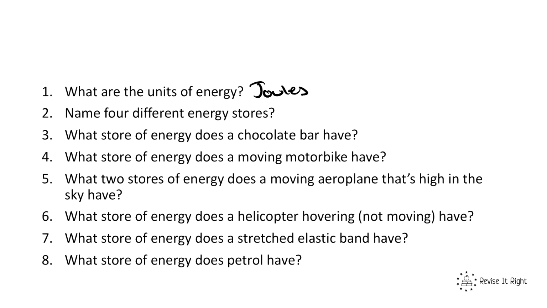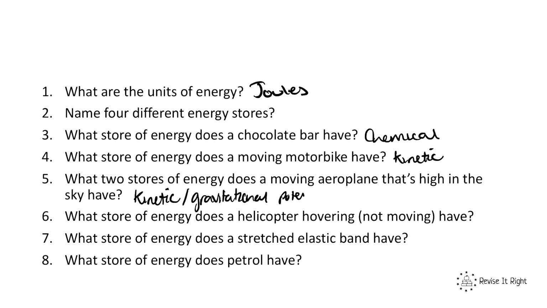What store of energy does a chocolate bar have? Well, it's food, therefore it's chemical energy. What store of energy does a moving bike have? It has kinetic energy because it's moving. What 2 stores of energy does a moving aeroplane have that's high in the sky? It has kinetic energy because it's moving, and it also has gravitational potential energy because it's in the sky. What store of energy does a helicopter hovering have but it's not moving? Well, it has gravitational potential energy.